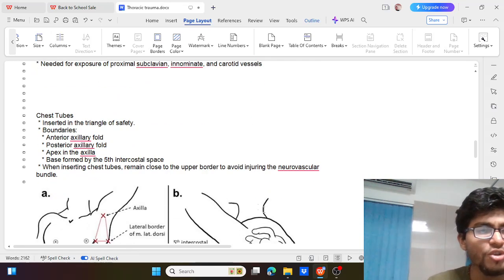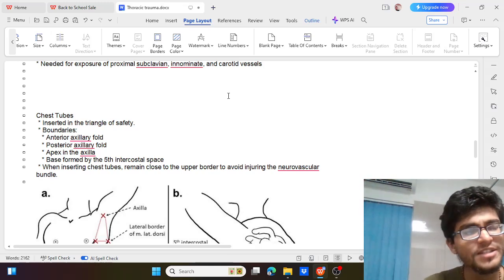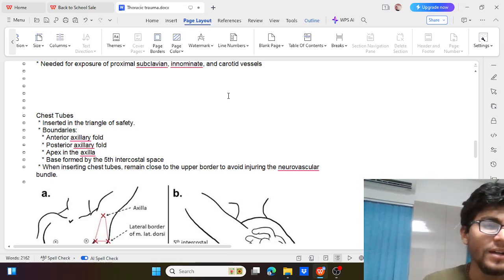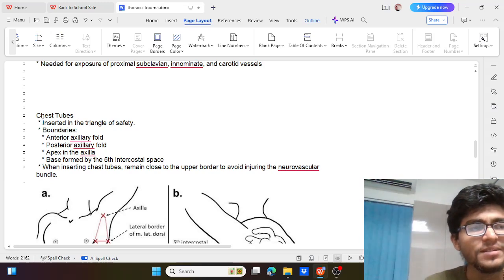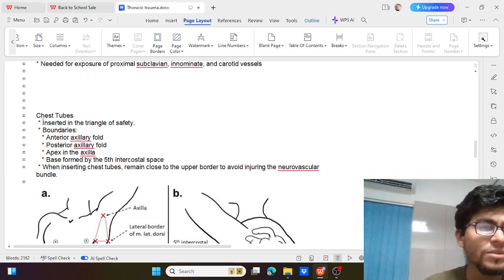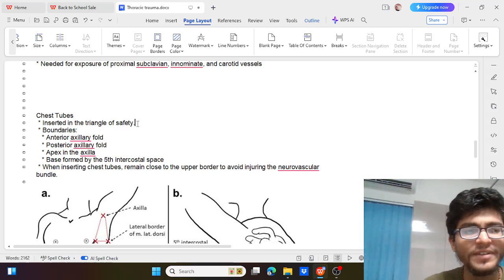Now coming to chest tube. Chest tubes are a very common aspect of surgical practice, so they have to be understood very carefully, and the basics should be known by MBBS doctors. It is very commonly asked in the exams, also in final MBBS. So it is very important to understand this very carefully.